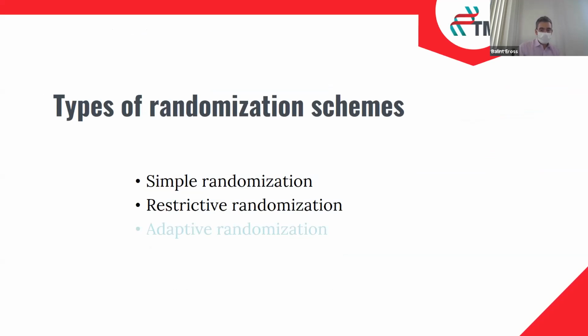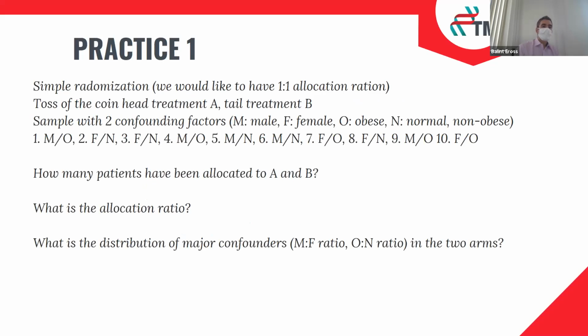Now, let's do the practices. And before we do the practices, I would like to tell you that we are going to look at two types of randomization. The first two practices will be about simple randomization. The third and the fourth practice will be about restrictive randomization, and you will understand what they mean as we go along. So simple randomization is the toss of the coin. Does everyone understand what the toss of the coin means?